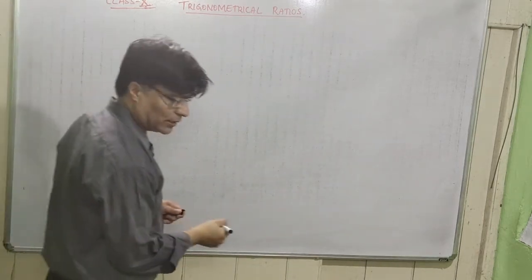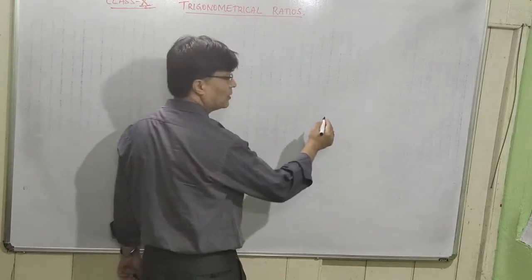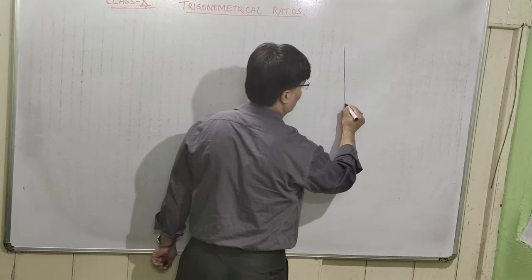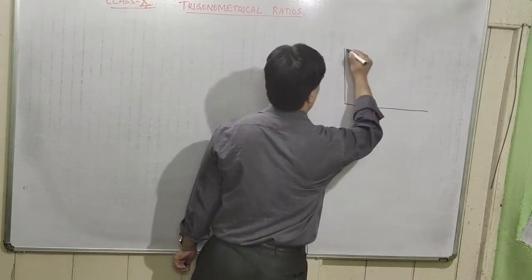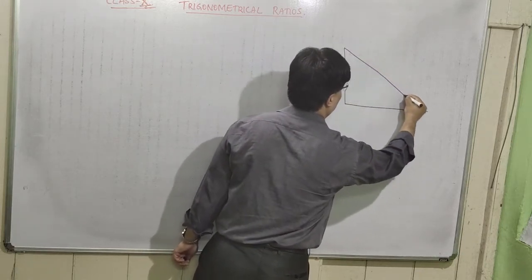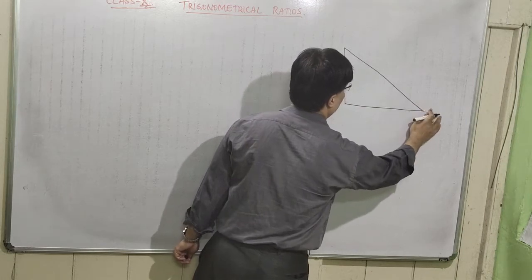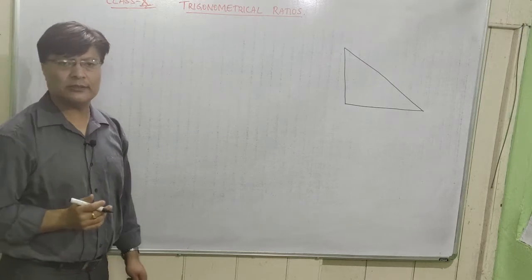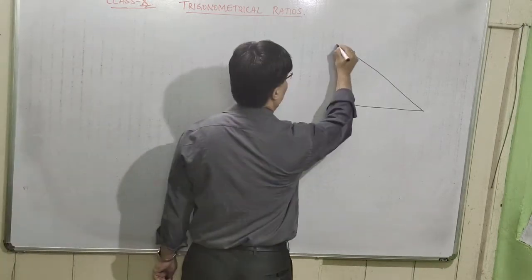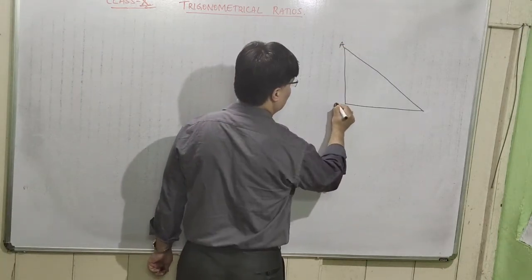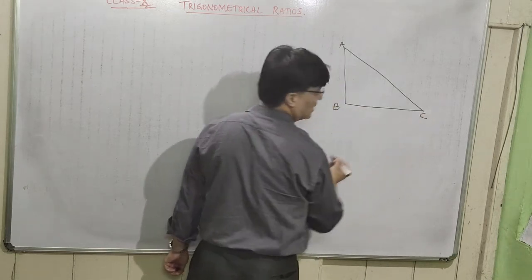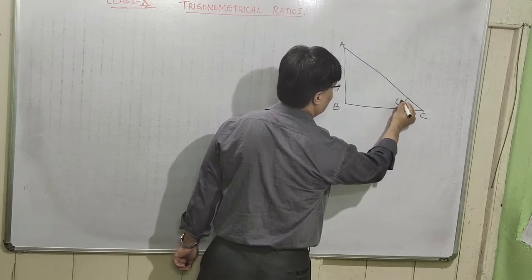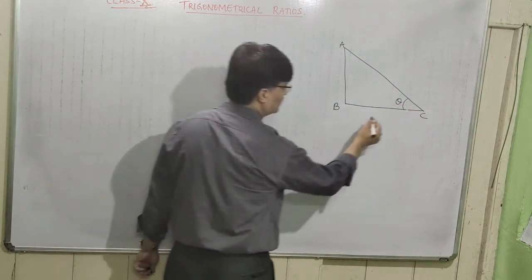Now again let us draw a right angle triangle here. So this is a right angle triangle. In order to write down these trigonometrical ratios, always consider a right angle triangle. Suppose this is A, this is B, and this one is C. Let us consider this angle, angle ACB is equal to theta.